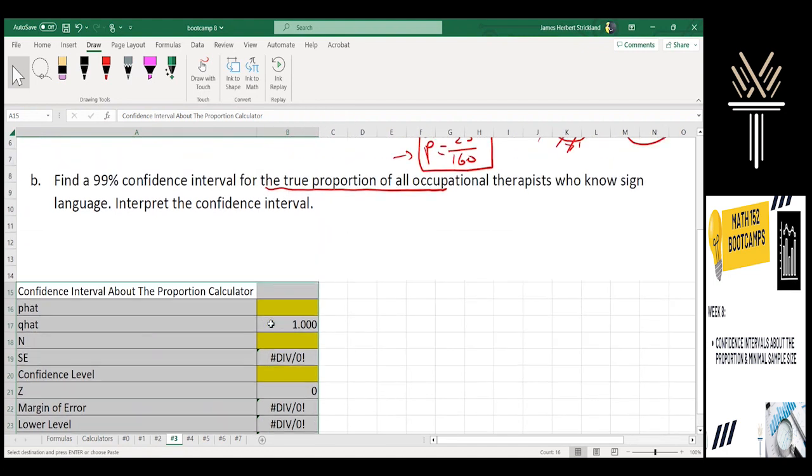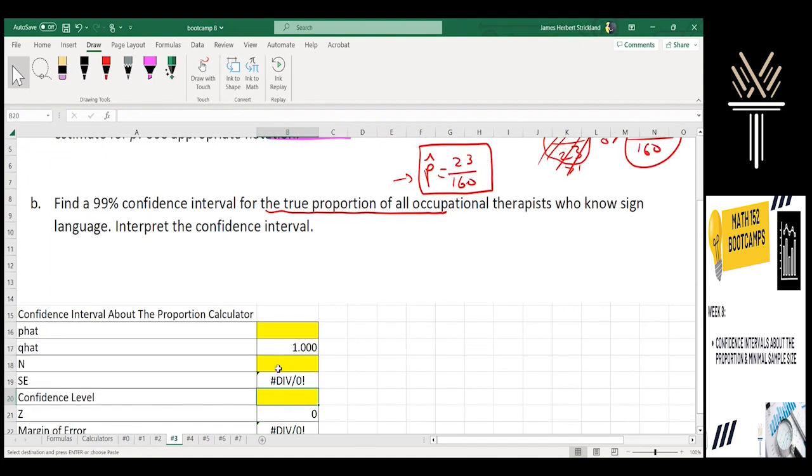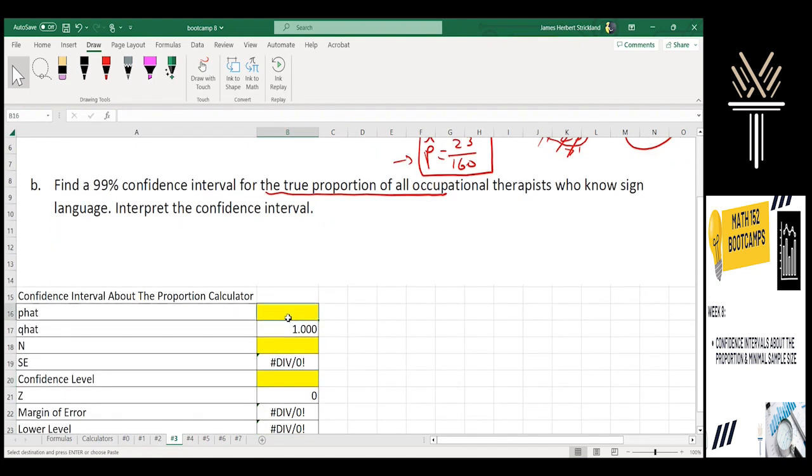There we go. And now we just need to fill in these 3 yellow boxes, and then we'll have our calculations. Our p hat we already figured out. 23 out of 160. Boom. What was the total sample? That's just the denominator, right? 160.